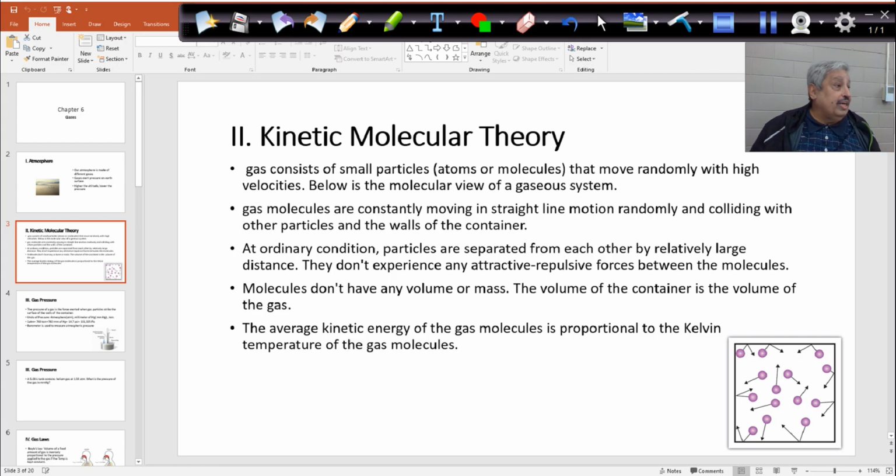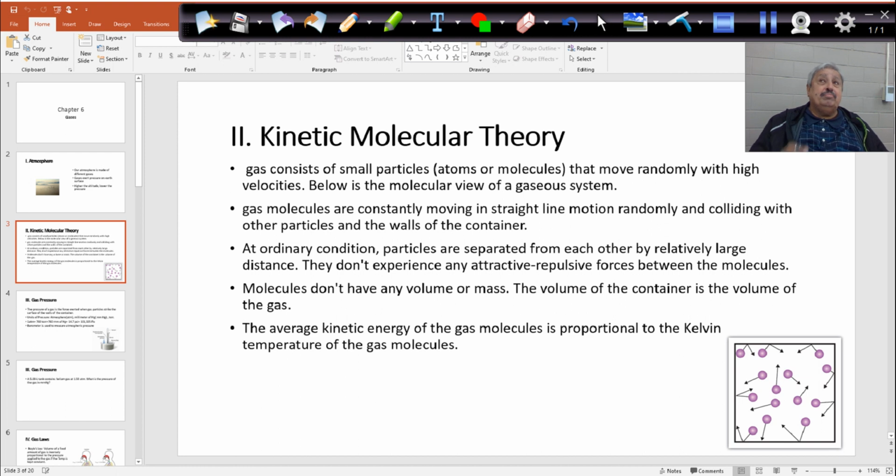The problem with the gases is that they don't have a specific volume. They take the volume of the container. They don't have a specific shape. They take the shape of the container. So if I ask you now, what is the volume of air inside this room? Your answer will be, the volume of air inside this room is the volume of this room itself. Are you following me here?